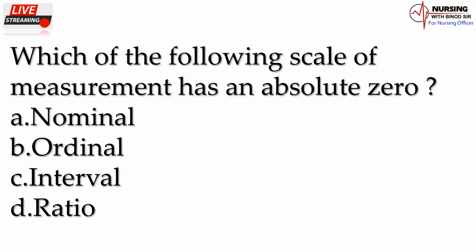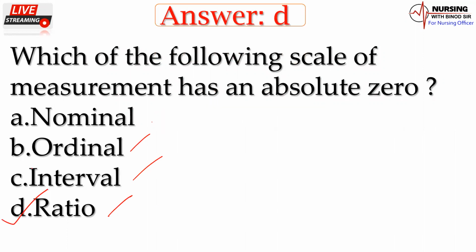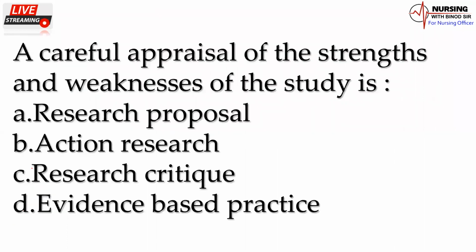Which of the following scale of measurement has an absolute zero? A option nominal, B option ordinal, C option interval, D option ratio. Nominal, ordinal, interval, and the ratio. So what would be the right answer of this question? Here the answer would be the D option, that is the ratio. You must have to remember this. Okay, now we'll come back to next question.